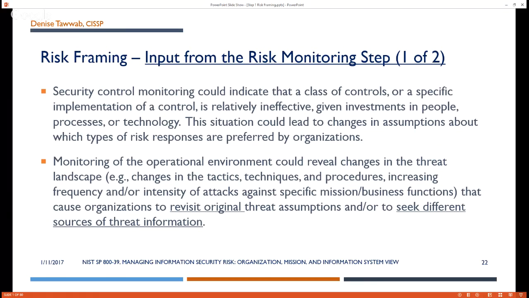And then inputs to the risk framing step from the risk monitoring step. Security control monitoring could indicate that a class of controls or a specific implementation of a control is relatively ineffective, given the investments in people, process, and technology. This situation could lead to changes in assumptions about which types of risk response are preferred by the organization. Monitoring of the operational environment could reveal changes in the threat landscape, changes in tactics, techniques, and procedures, increasing frequency and/or intensity of attacks against specific business functions that can cause you to revisit your original threat assumptions and/or to seek different sources of threat information. So one step in the risk management process feeds into and informs the others.